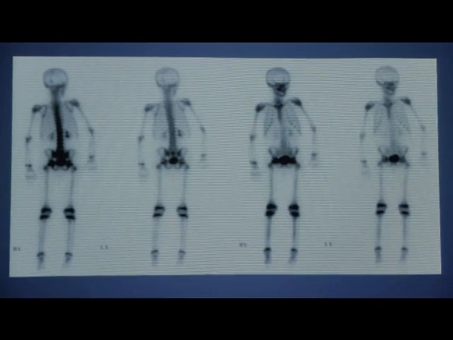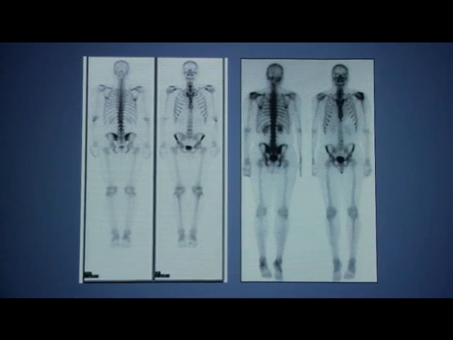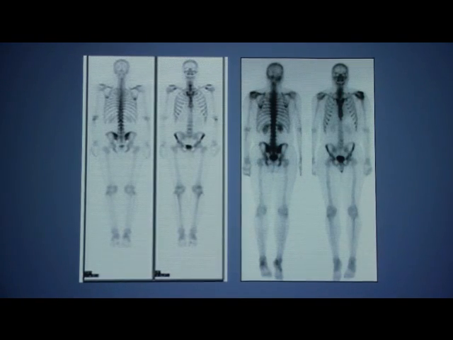Today we're going to be talking about how to tell imaging pathology on Nuc Med scans. This is a normal pediatric bone scan. And these are some examples of normal adult bone scans.